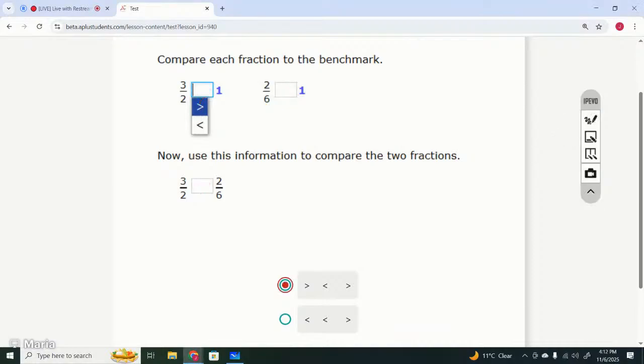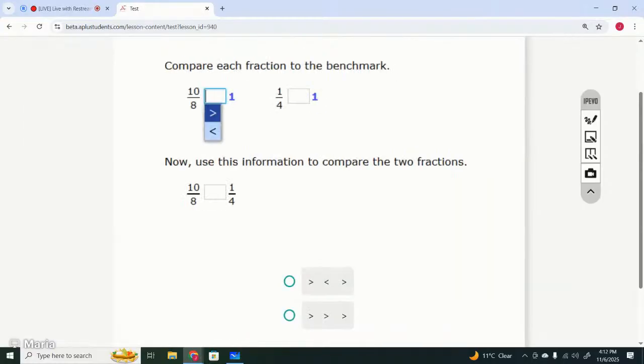Option number 1 is the correct option. Compare each fraction to the benchmark.